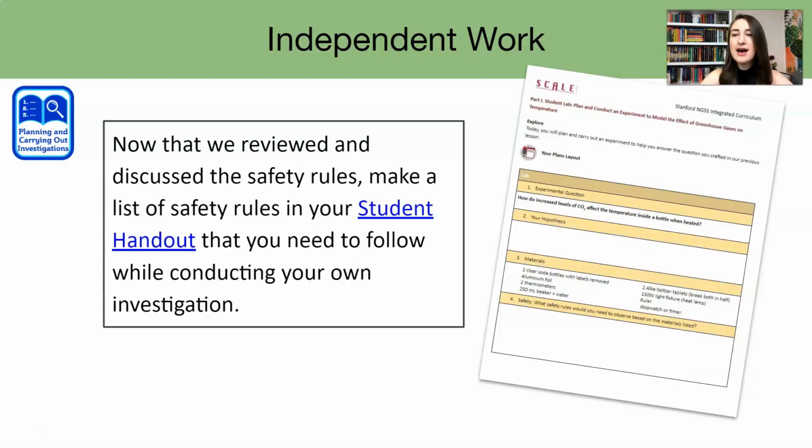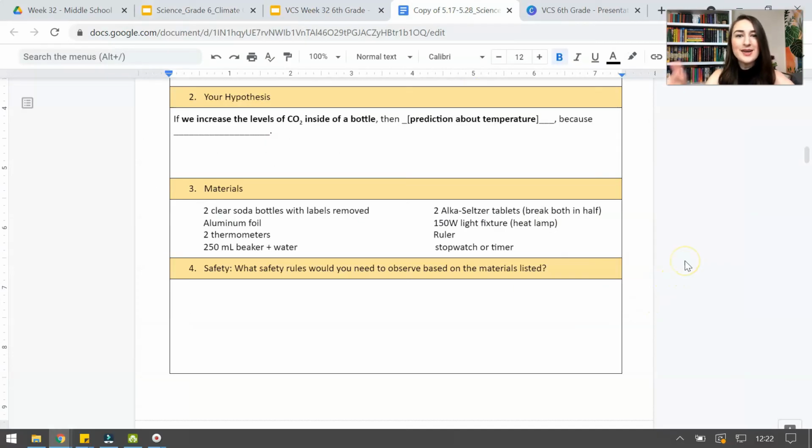All right, let's move on to the independent work. Now that we've reviewed and discussed the safety rules, make a list of safety rules in your student handout that you need to follow while conducting your own investigation. So let's open up our student handout again. Safety. What safety rules would you need to observe based on the materials listed? So review the materials maybe one more time and come up with at least 3 material-specific rules that you and your group should follow.